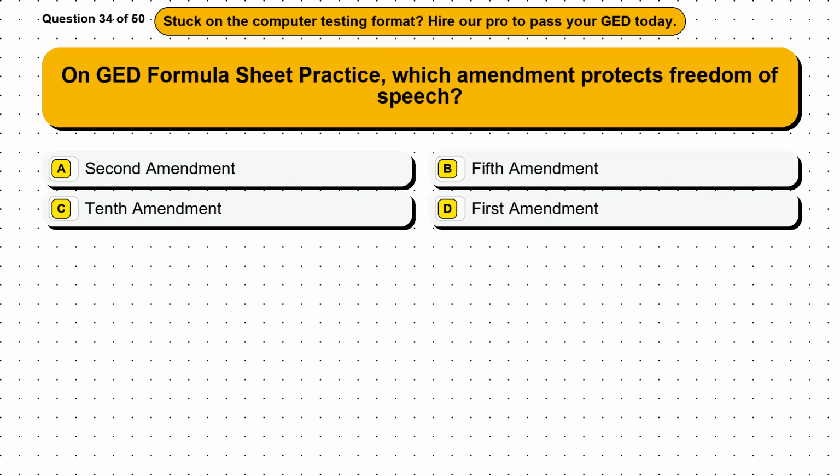Question 34. On GED formula sheet practice, which amendment protects freedom of speech? Option A, Second Amendment. Option B, Fifth Amendment. Option C, 10th Amendment. Option D, First Amendment.